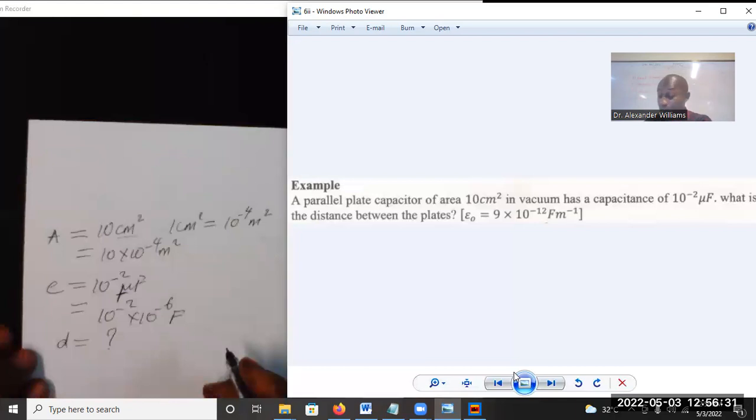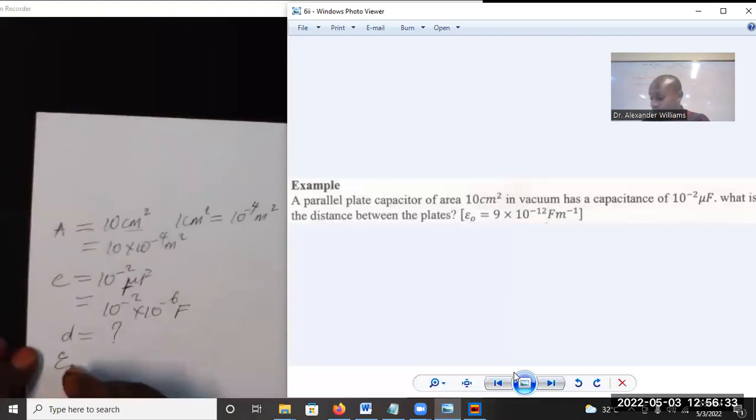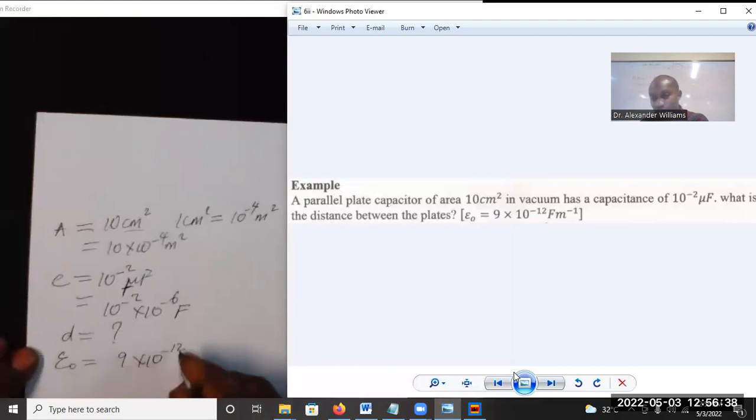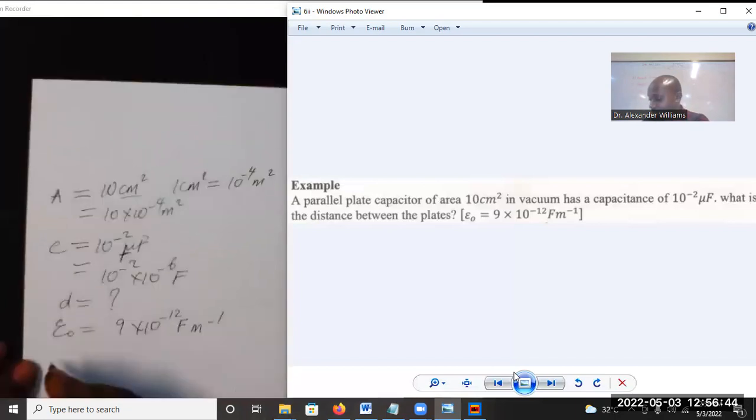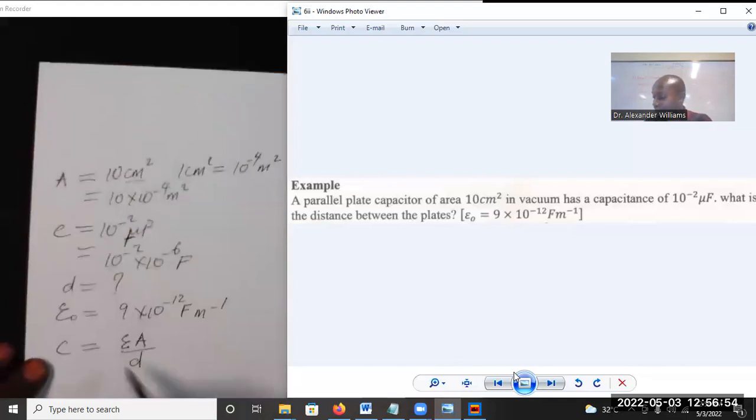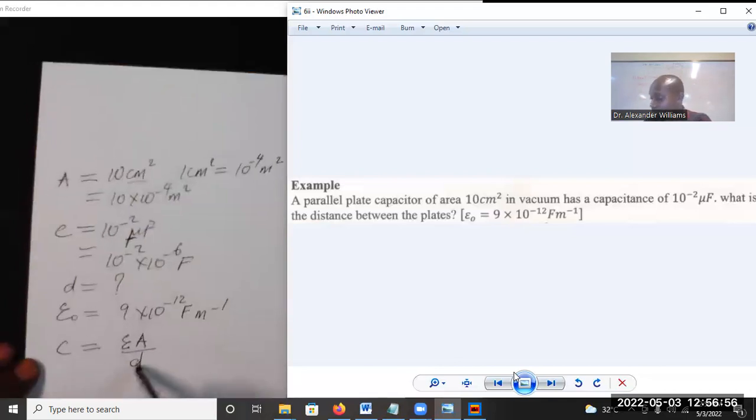The permittivity of the medium is given to us, which is 9 times 10 raised to the power minus 12 farad per meter. And once again, the capacitance is expressed as C equals the permittivity multiplied by the cross-sectional area over the distance of separation between the plates. This distance is what we are looking for. Make D the subject of the formula, and you will have this expression.